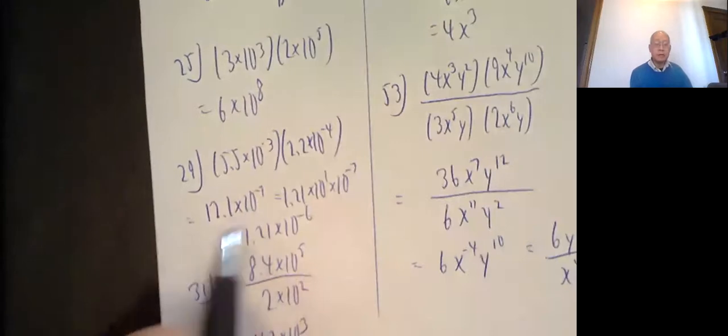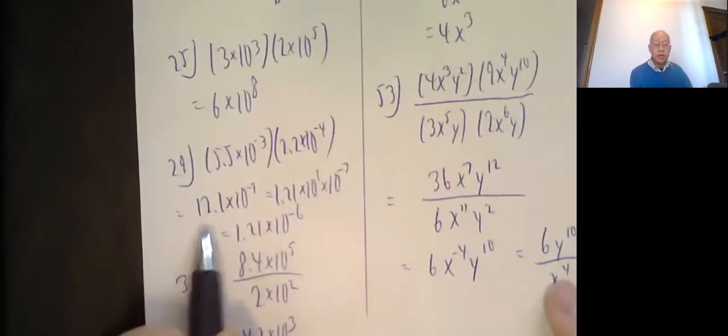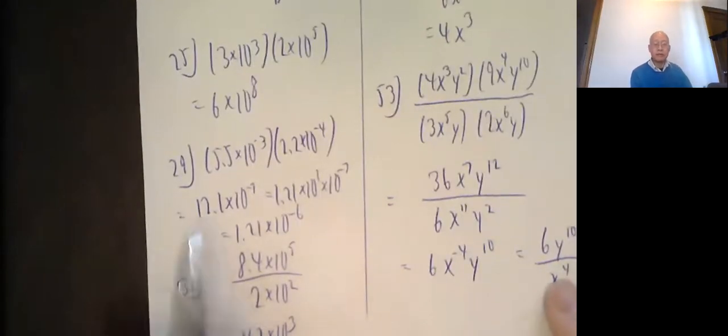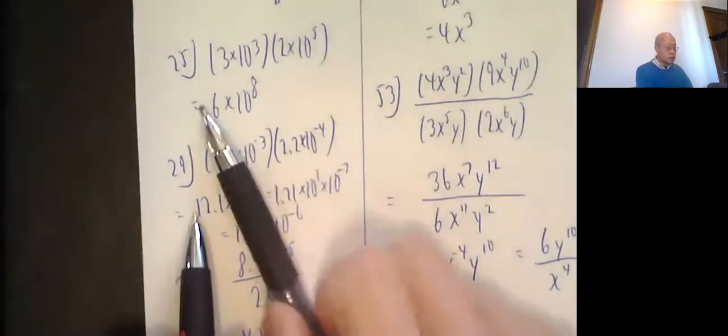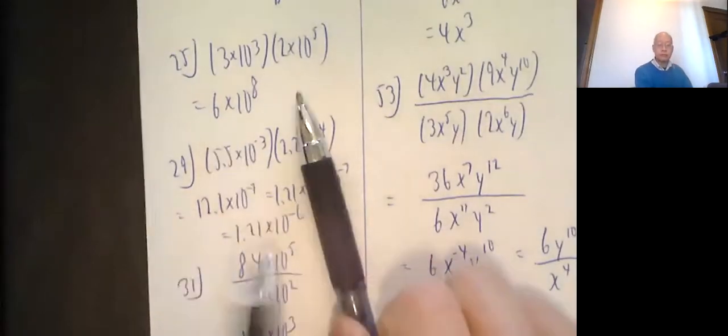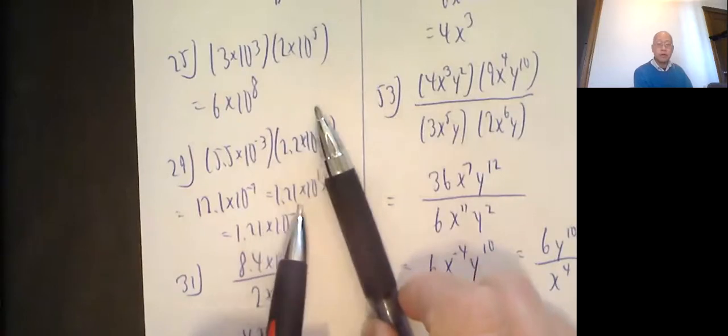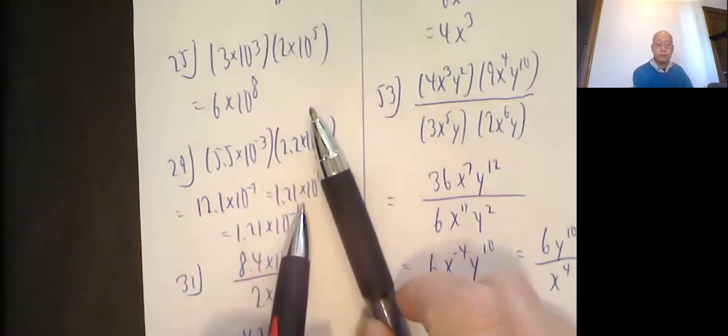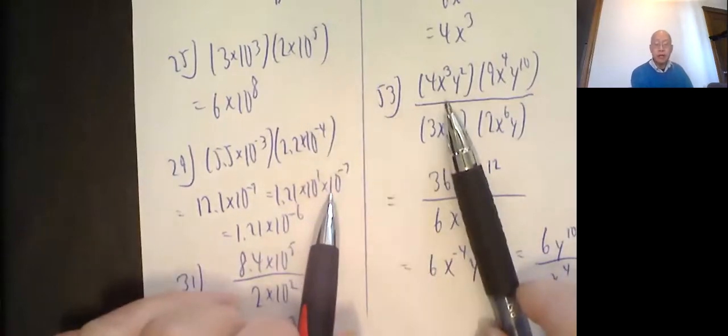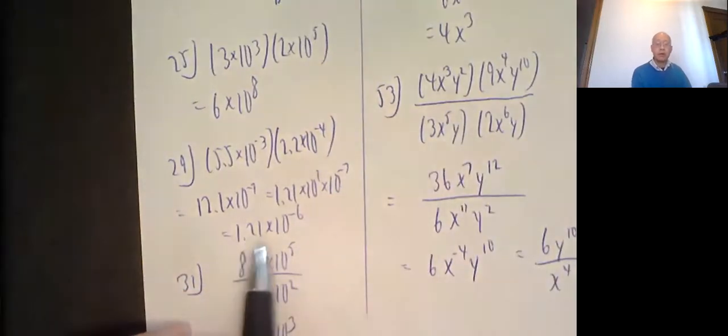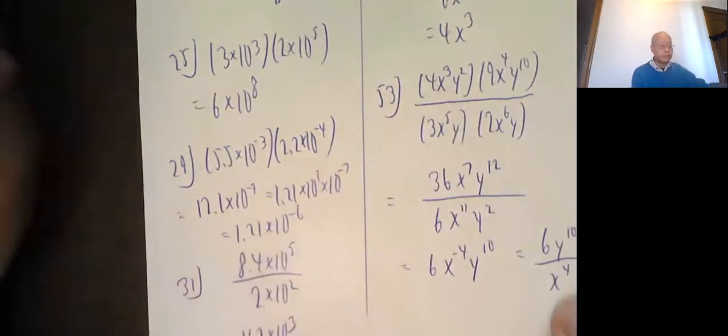But this is not done. This needs to be between 1 and 10. So change 12 by 1, 1.21 times 10 to the 1. Then combine it with 10 to the negative 7, 1.21 times 10 to the negative 6.